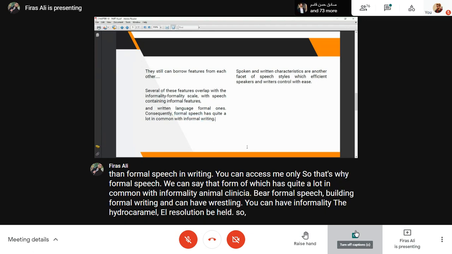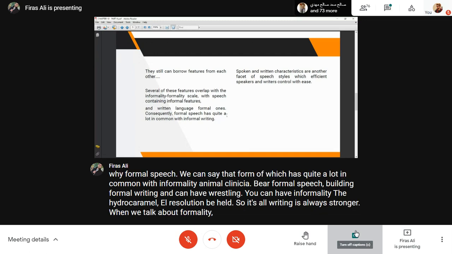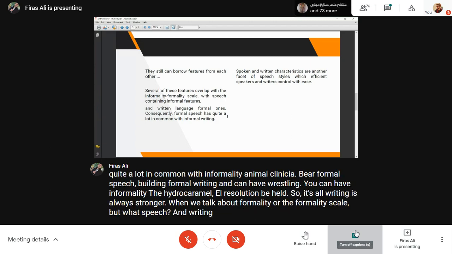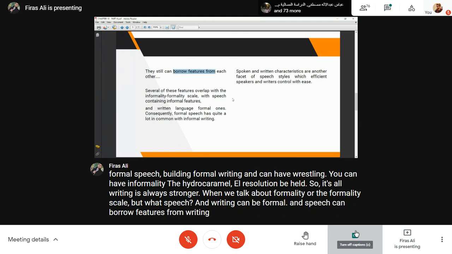So writing is always stronger when we talk about formality or the formality scale. But both speech and writing can be formal. And speech can borrow features from writing. Writing can also borrow features from speech.